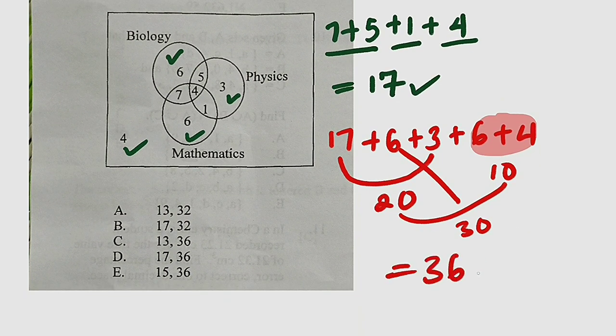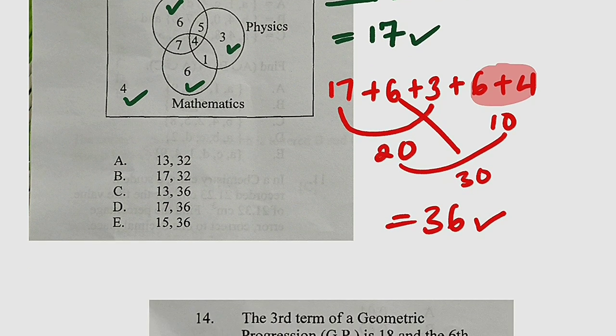36. So there are 36 students in that school, but only 17 students wrote at least 2 subjects. So therefore our answer would be what? 17, 36. Which option is that? 17, 36 is option D. Now let us move on to question number 14.